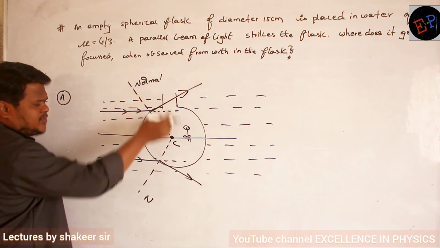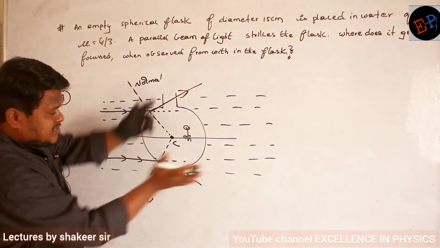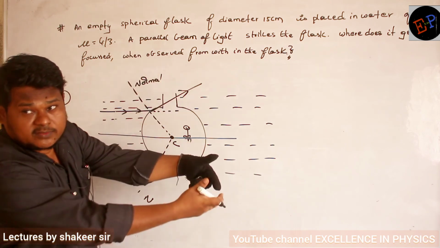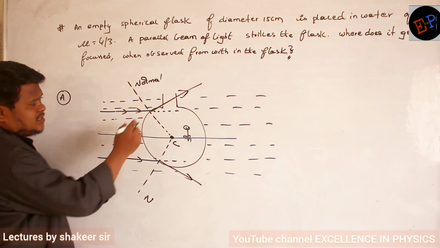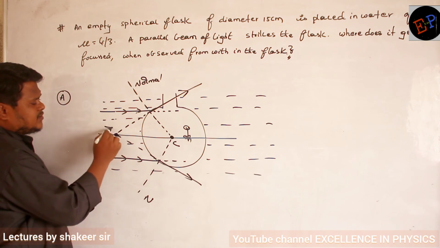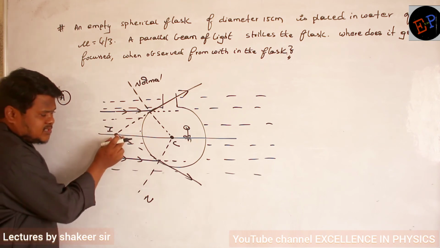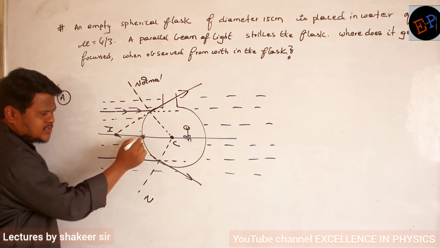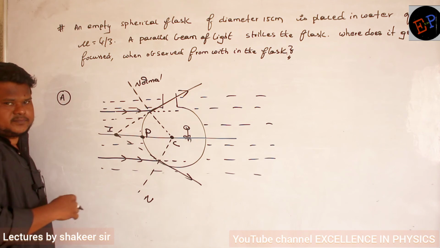So this light ray and this light ray, they will never meet with each other because they are diverging. They are not converging, no? If converging, real light rays, real image will be created. But because they are diverging, if you extend them backwards, image will be created somewhere here. So this is the formation of the image. So this distance I am supposed to calculate. This is the pole of the flask.